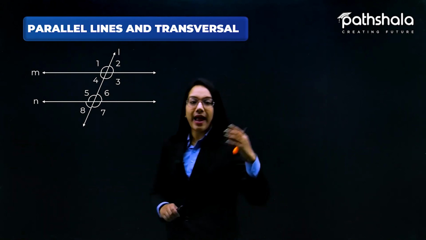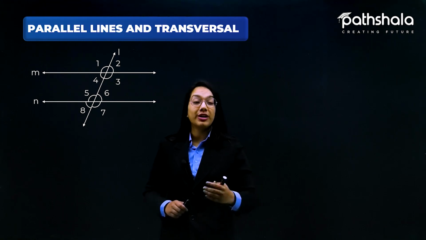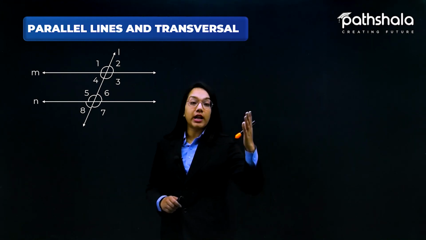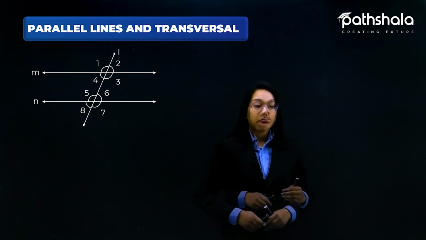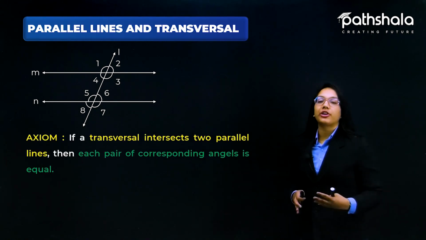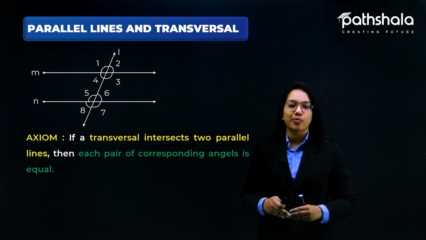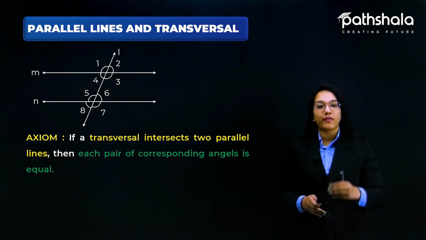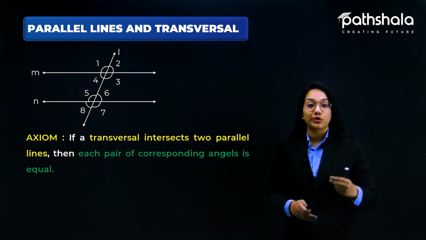So from my activity, what I have concluded is that the corresponding angles come out to be equal to each other when I draw a transversal on my notebook, which has ruled lines on it. So from that activity, I can conclude that if a transversal intersects two parallel lines, then each pair of corresponding angles is equal.